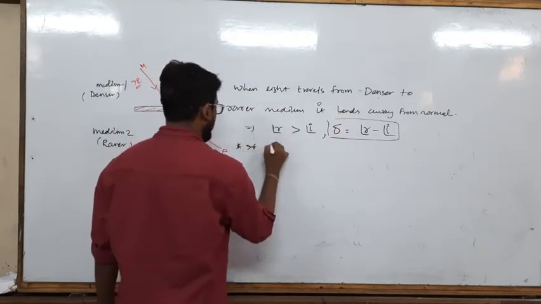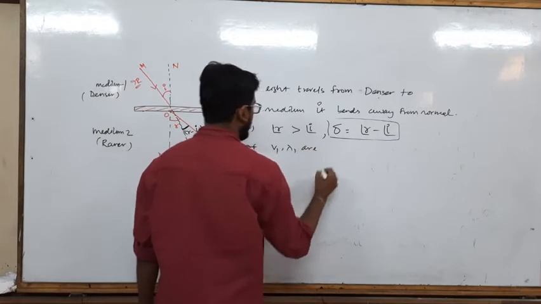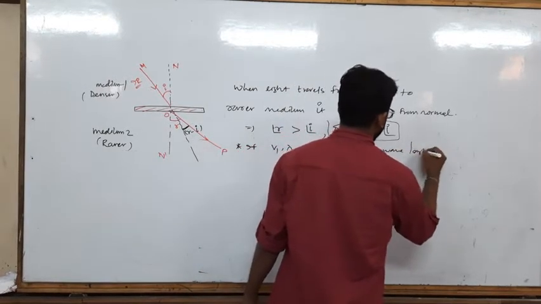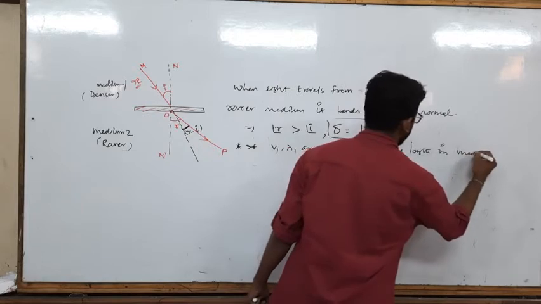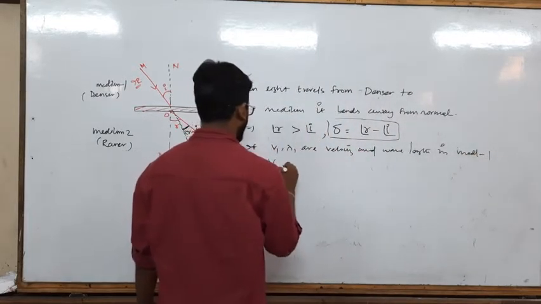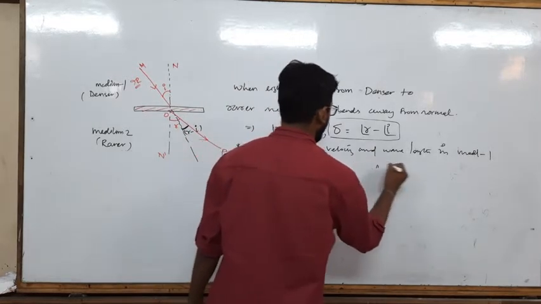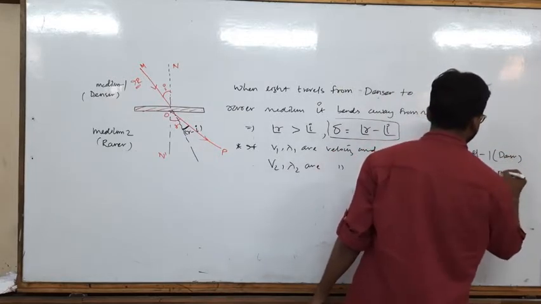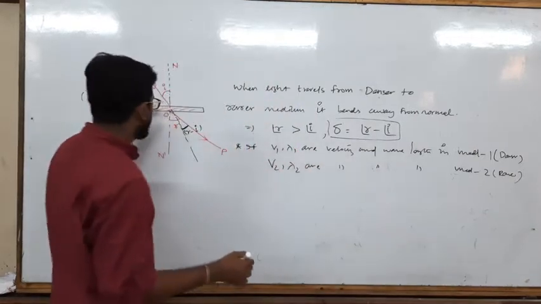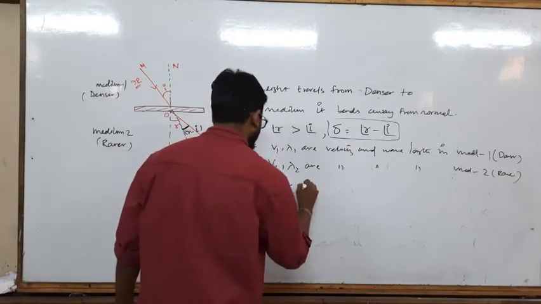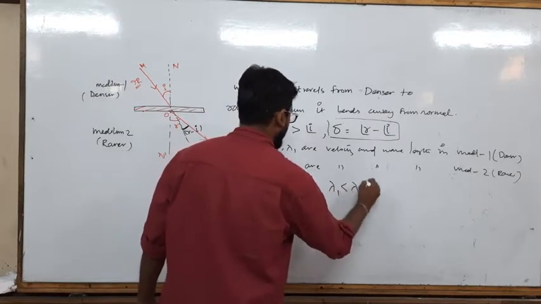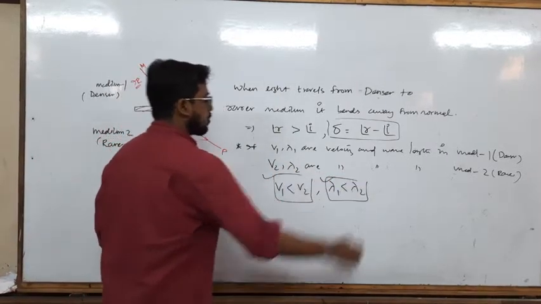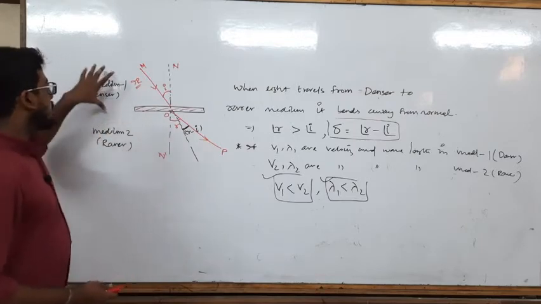Similarly, if V1, lambda 1 are velocity and wavelength in medium 1, and V2, lambda 2 are velocity and wavelength in medium 2, where medium 1 is denser and medium 2 is rarer, then as light travels from denser to rarer medium, we can write V1 is less than V2 and lambda 1 is less than lambda 2. Clear? So when light travels from denser to rarer medium, its velocity increases and wavelength also increases. Clear? So this is about refraction.